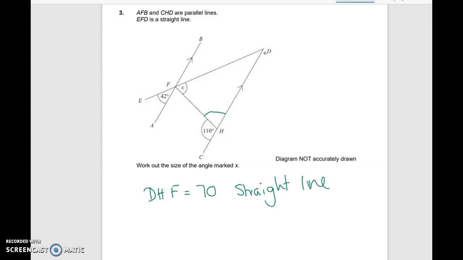I can then work out the angle here because I can draw, let me change colour so you can see what I'm talking about, my Z here. So that tells me that that is the same as this one in here. So I'll write that 70 there. So the angle HFA is also 70 because of the alternate rule. Okay, and then you can work out X. I'll let you think about that one.